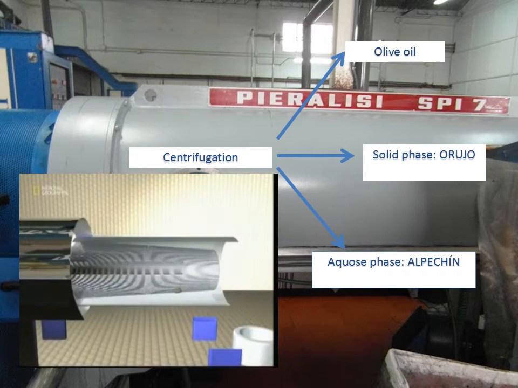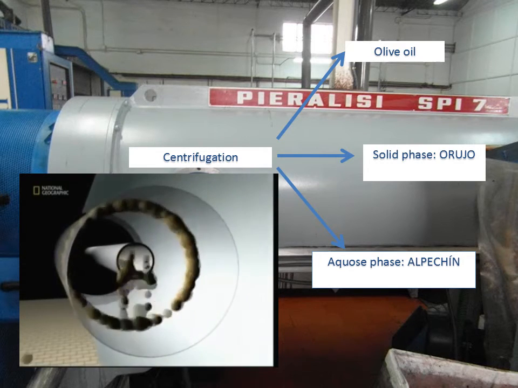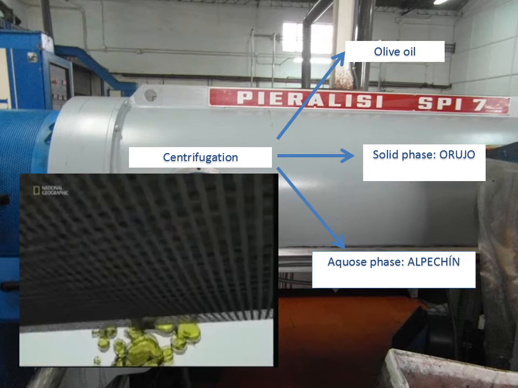To separate the oil from the aqueous phase, which is called alpechín, and the solid phase, which is called orujo, a centrifugation system is used. The homogeneous paste is introduced in a horizontal cylinder that spins quickly. Without air inside and along the path of the cylinder, we manage the separation of the different densities of the oil, orujo and alpechín.